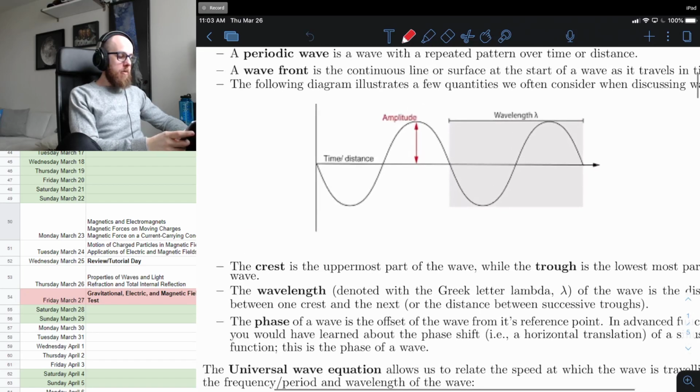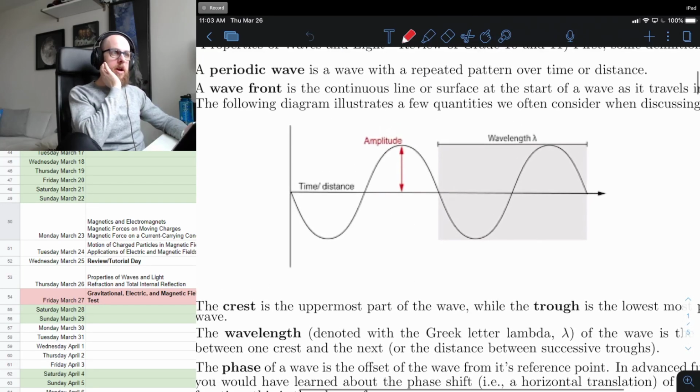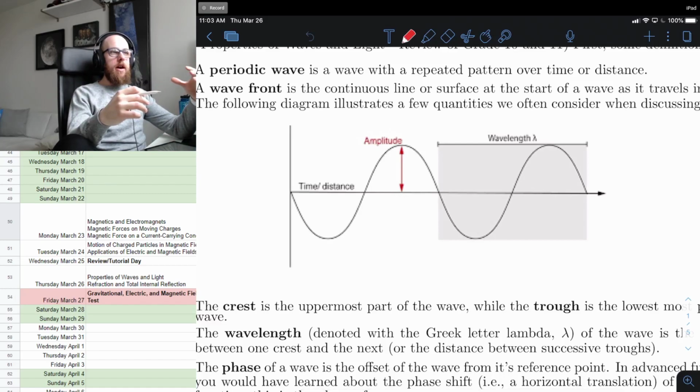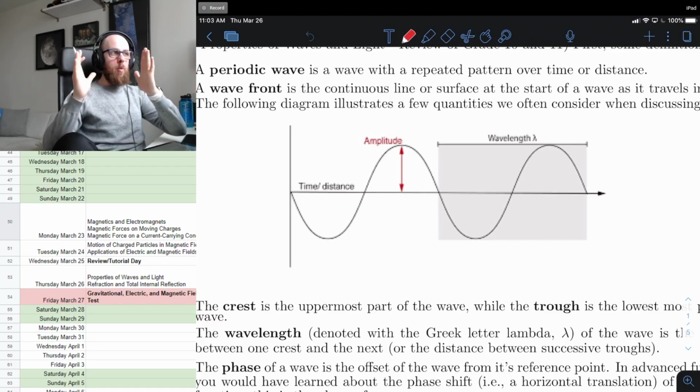This diagram is our main diagram here. There are a few quantities listed here, and a few that aren't listed. The wavelength is the distance between, say, a crest, and I'll indicate those in a second, and a crest, or a trough and a trough. Basically, it's just one unit, or one cycle, of our wave.